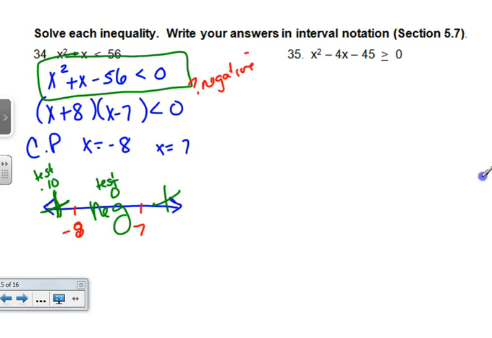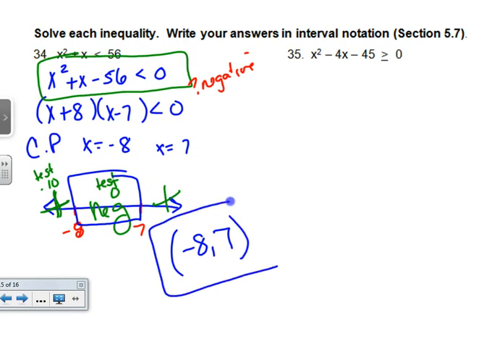I see there's only one section on this number line where I got negative numbers, and that was this section right here. So between negative 8 and 7. Now here's the issue. You have to decide whether to put parentheses or brackets, and because it is not equal to 0, they just want to know less than 0, I'm going to use parentheses. So the interval for that question is negative 8 to 7, not including the endpoints.